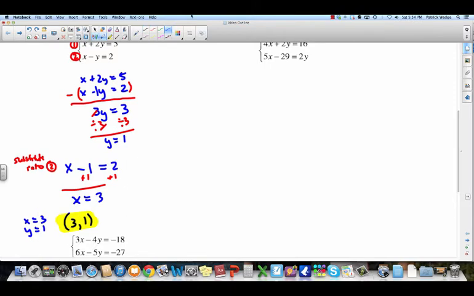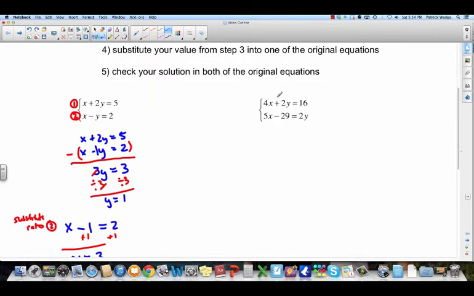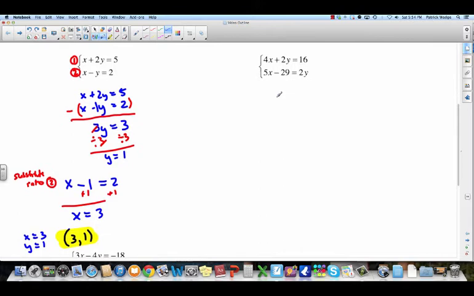Alright, we're done. There is one last step here. It says to check your solution in both the original equations. You don't have to, but it's not a bad idea. So I will do that. In equation 1, we have x, which is 3, plus 2y, which is 1, and we're saying that equals 5. Is that true? 3 plus 2 times 1 is 3 plus 2, which is 5. Yeah, that's true. In equation 2, we have x, which is 3, take away y, which is 1, and it says it equals 2. Is that true? Yeah, that's true. This is definitely the right answer. We're finished.